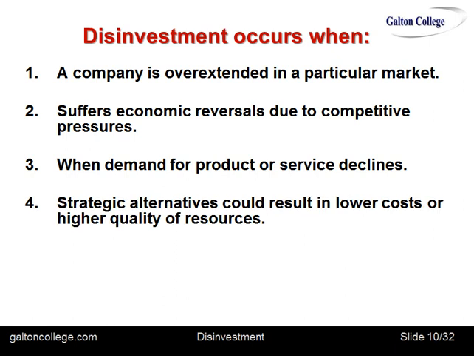Strategic alternatives could result in lower costs or higher quality of resources. So it could be that by moving resources from one line of production into another, there's more effective cost control, perhaps better technology is employed, or perhaps it's easier to make, or it's capable of production at a lower cost for whatever reason. And it could be, of course, that also manifests itself in higher quality product and a better reputation in the marketplace. Now, as I said, there are three types.